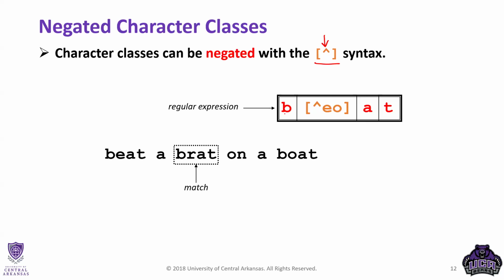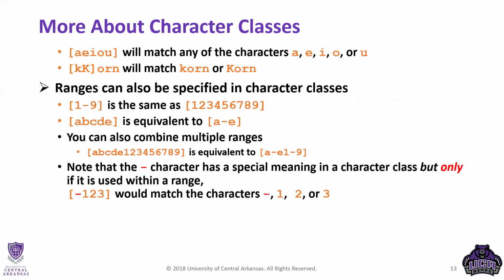So here we're saying the literal B, and then we're saying anything but an E or an O, and then of course literal A and T. So those get knocked out, and then we get brat right there because the R right here is not in that list.